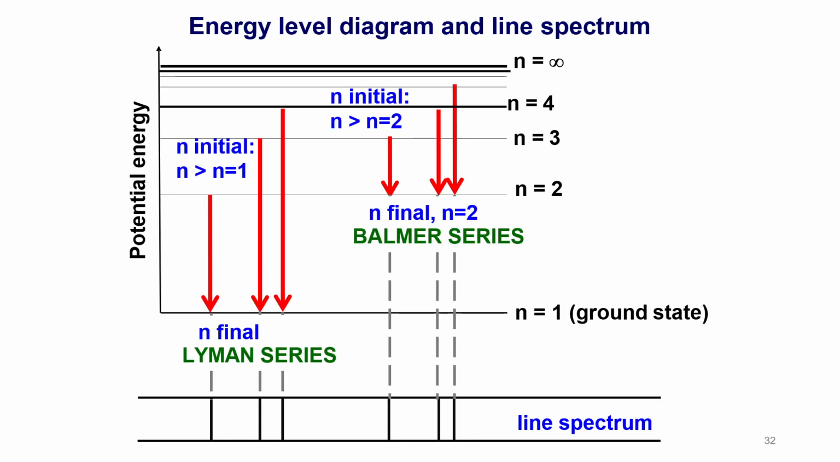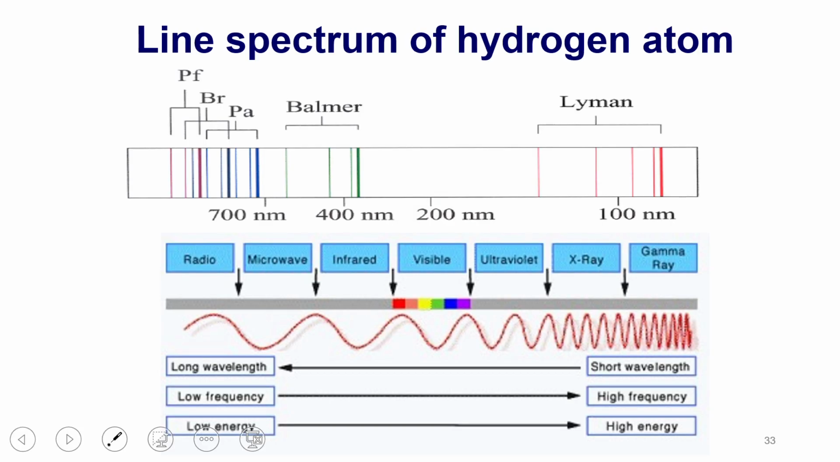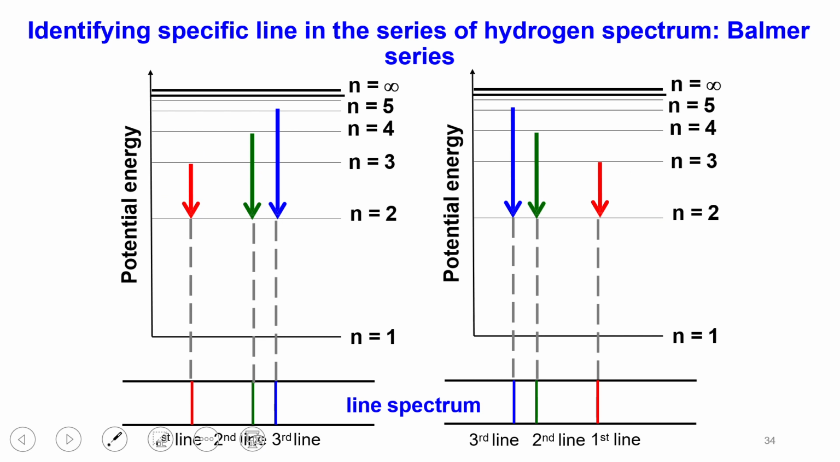Okay, so just remember untuk N initial mesti lebih besar daripada N final. Sebab N initial ni refer kepada excited state. So N final tempat dia drop ataupun lowest energy level. Okay, so ini contoh untuk identify first line, second line, in certain series.